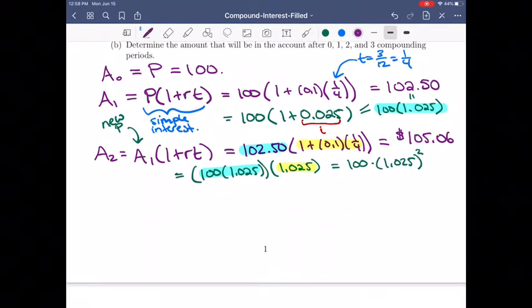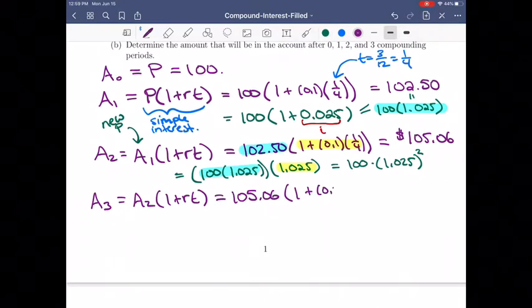Finally, for A3, our new P is going to be A2, and then we're going to multiply it by 1 plus RT. So this is going to be 105.06 times 1 plus 0.1 times 1 over 4. And again, if you compute this, you get $107.69.